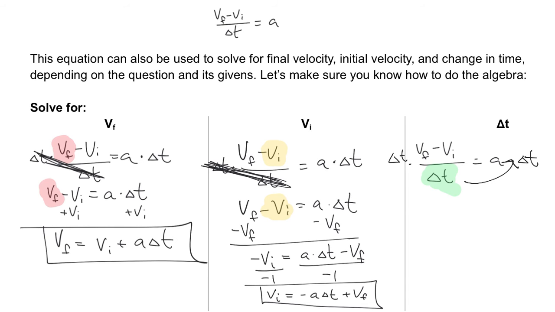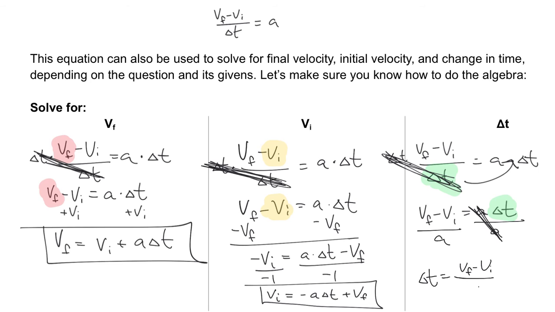But you multiply by delta t on both sides, these ones cross out, and you end up with A times delta t over there on the right. So you get VF minus VI equals A times delta t. To solve for delta t over here, the acceleration needs to go away. Right now they're being multiplied. So we'll divide on both sides, those ones cross out, and you get delta t equals VF minus VI over A. So that's how you're going to algebraically solve for all of those different things. You need to be able to do each of those on your own when it comes to word problem time.